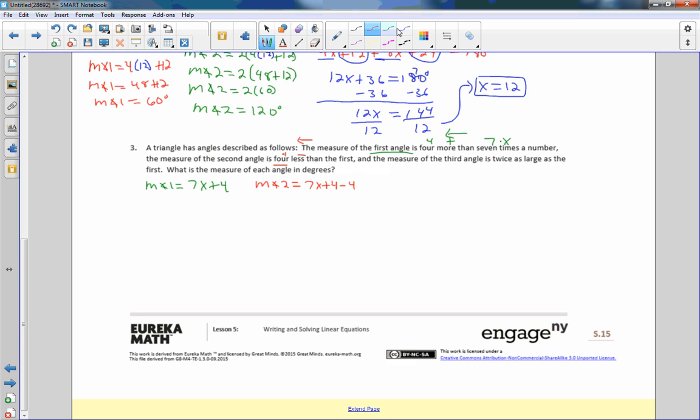Okay, and the measure of the third angle, the measure of angle 3, is twice as large as the first. So that's 2 times the measure of angle 1. So here's angle 1. So it is 2 times 7x plus 4. So there are our 3 angles. So I'm going to keep this color-coded this time. So I'm going to say the measure of angle 1 plus the measure.